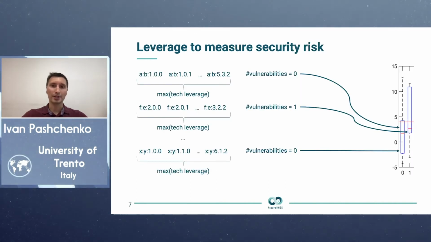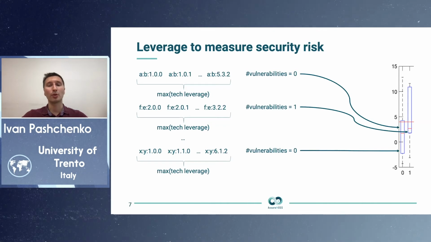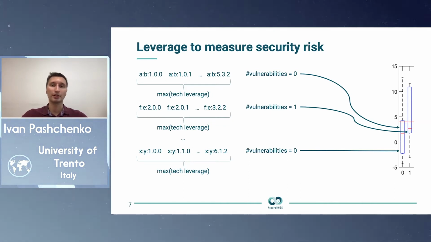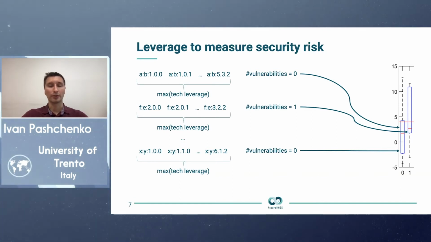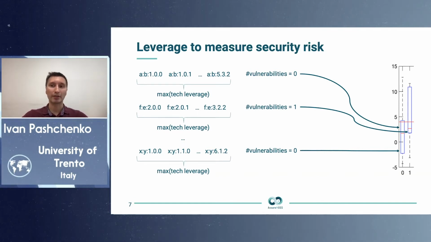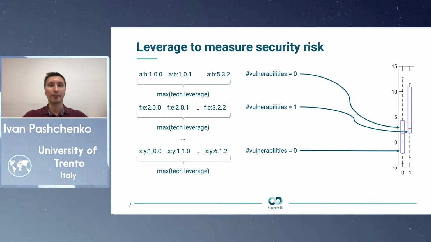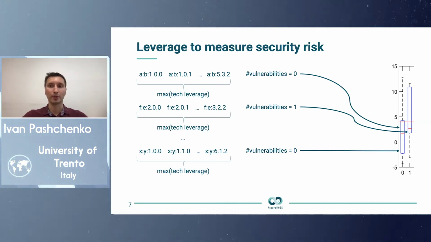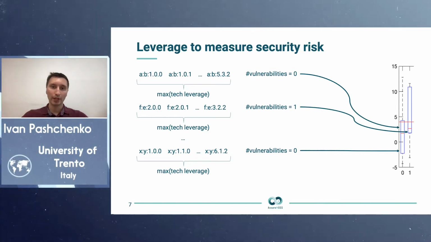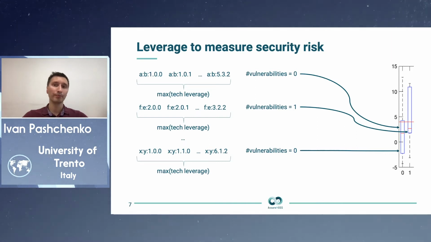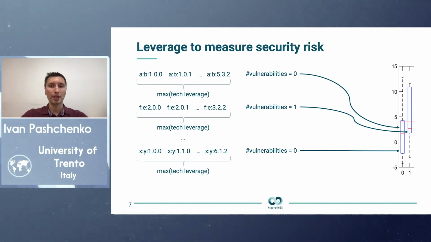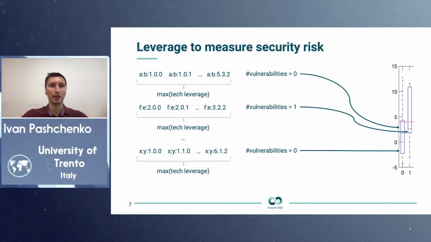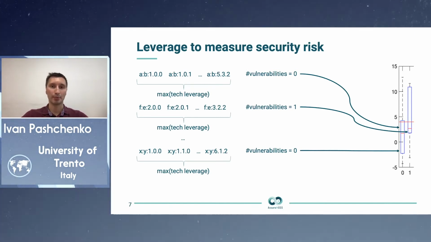The first analysis: let's analyze how leverage helps measure the security risk of a library. To plot the graph for this analysis, we identified the maximum technical leverage and the number of vulnerabilities affecting each library in our sample. We took all the instances of a library and identified the version with maximum leverage. Then we computed the number of vulnerabilities affecting this version. We repeated this for all libraries in our sample.